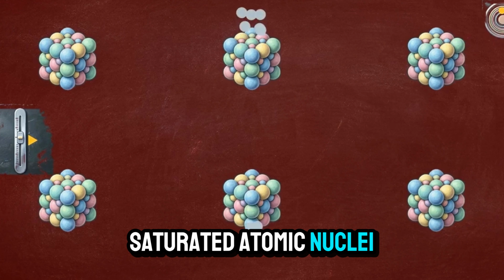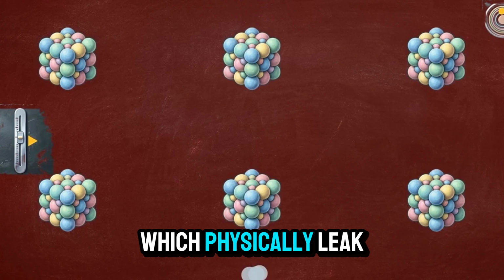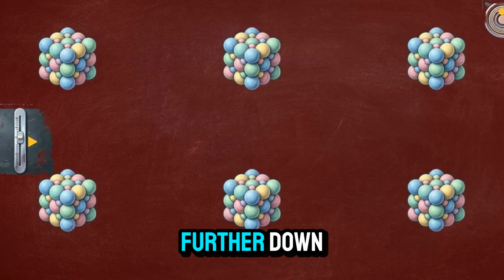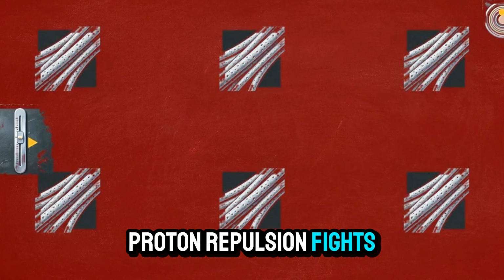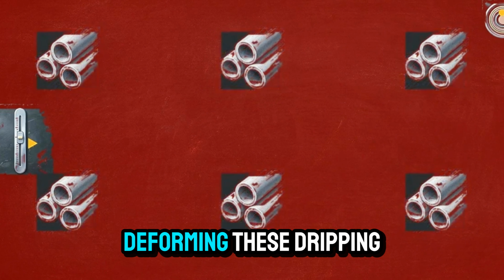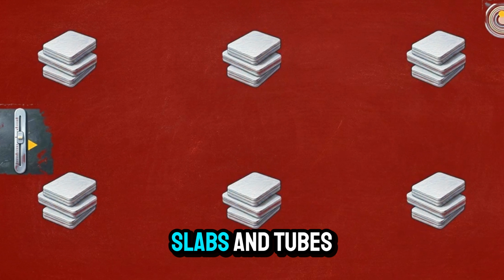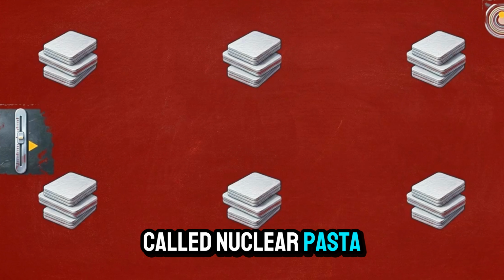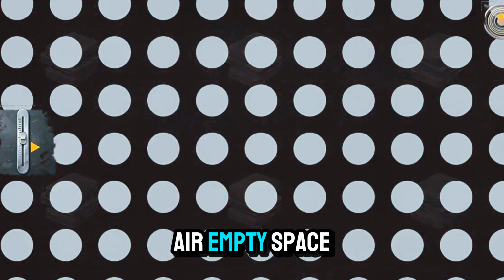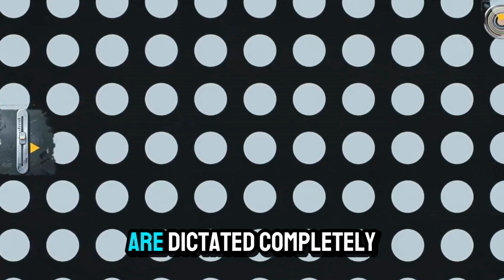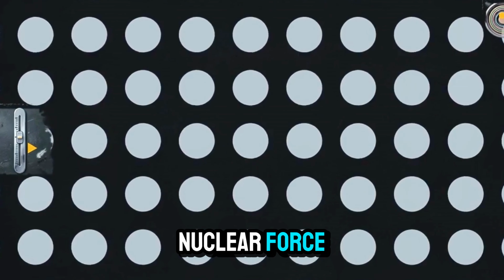Saturated atomic nuclei can no longer hold neutrons, which physically leak into surrounding space. Further down, proton repulsion fights the strong nuclear force, deforming these dripping nuclei. They stretch and flatten into geometric rods, slabs, and tubes, called nuclear pasta. Past the pasta layer, empty space is gone. Physical properties are dictated completely by the strong nuclear force.